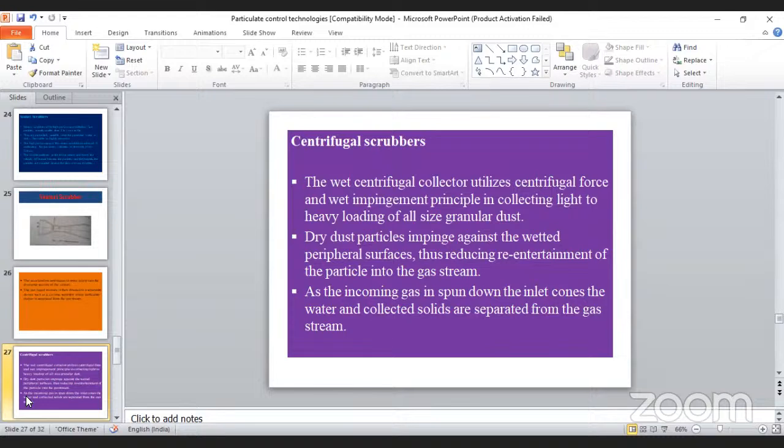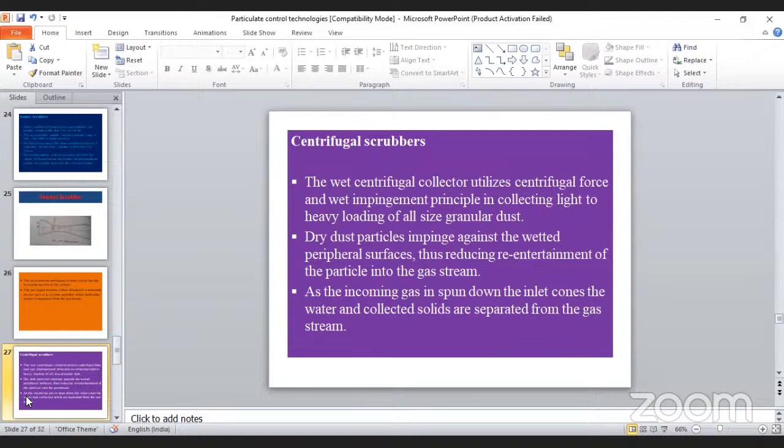So, what is a centrifugal scrubber? Centrifugal means what? Centripetal means what? The force which is acting towards the center is called centripetal. The force acting out of the center is called centrifugal. Now here, the people are using the centrifugal force, which is working, and the force is acting outward from the center. How are they making it?